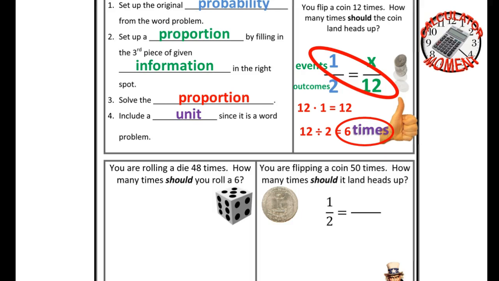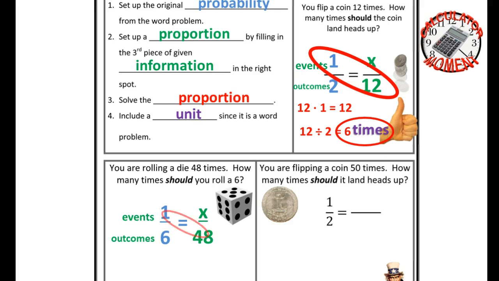Pretend you're rolling a die 48 times. How many times should you roll a 6? So in this case, we need to find the original probability. The probability of rolling a 6 on any die is going to be 1 in 6. There's one side that has a 6 on it out of 6 total sides. They're going to roll 48 times. This is our outcome. Remember, we're looking at how to calculate events. So if I roll it 48 times, that's my total number of rolls, my total number of outcomes.